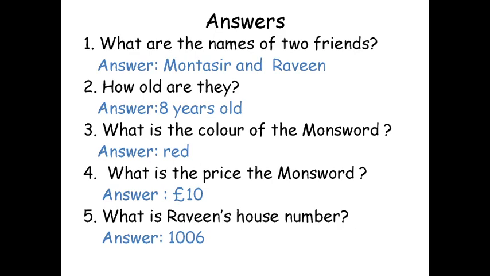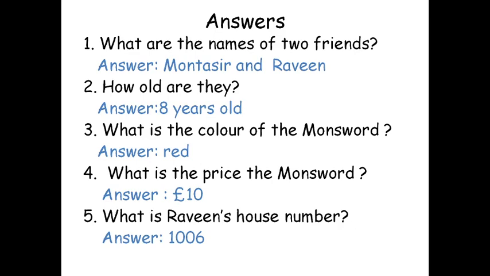All the 5 questions got answers, but the way we give the answers is not the same. For example, for a friend's name, the answer is a combination of letters. We are using the keyboard, and then you give the answers Montasir, Robin. But how old are they? 8 is a number. So the first answer is letters, the second answer is a number.